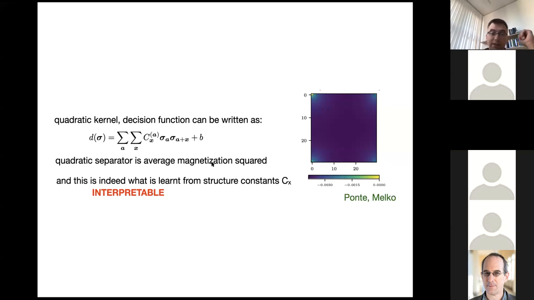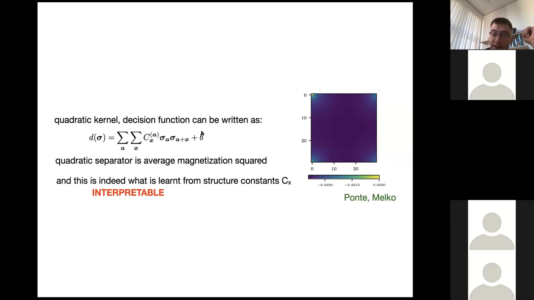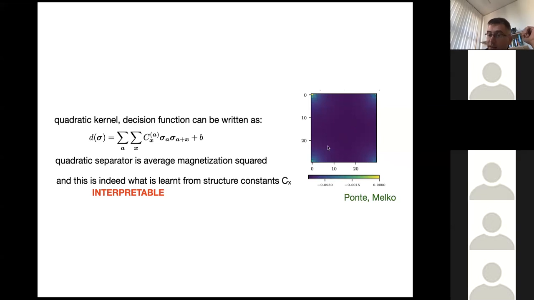And we also know that the magnetization squared is the sum over the spin correlation function. So if you interpret this as a spin correlation function, then this whole sum will give you the average magnetization if the constants are all constant. And this is indeed what the machine has learned. So what you see here is a representation of the structure constant CXA, and you see that it's essentially a constant.